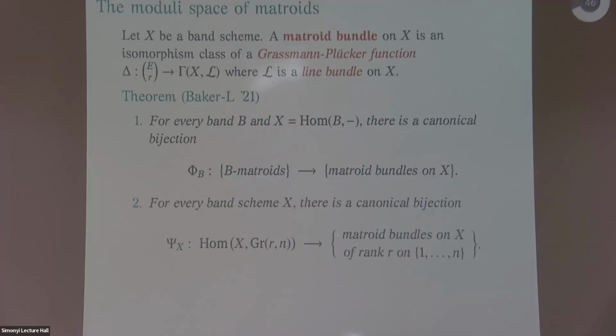And then the main part here is that for every band scheme X, there's a canonical bijection between morphisms from X into the Grassmannian and matrix bundles on X of rank r on the ground set 1 to n. And this says, in other words, the Grassmannian is a fine moduli space of matrix bundles of this given rank on the ground set. The global sections of L is a band? Yes, this has naturally a band structure.